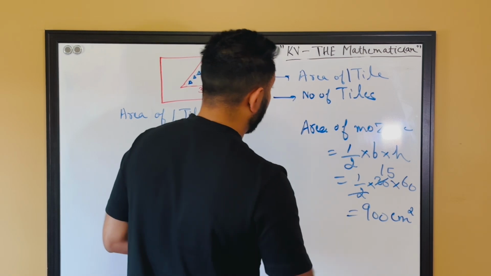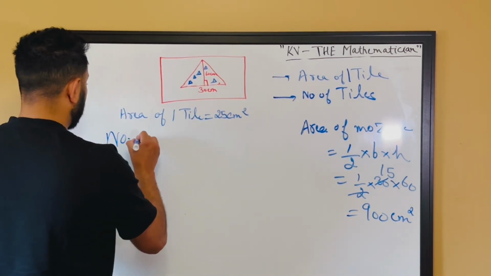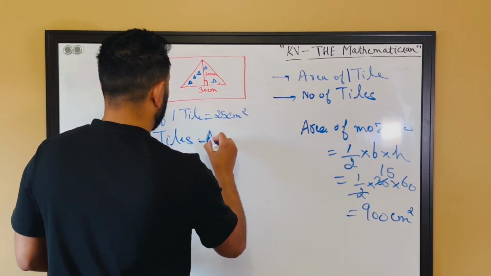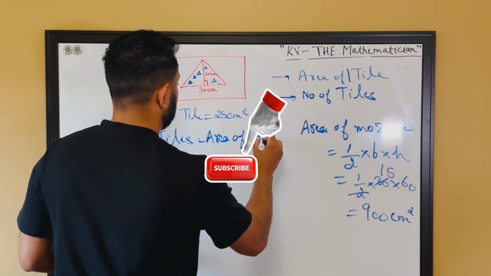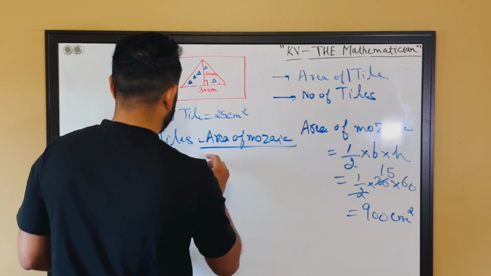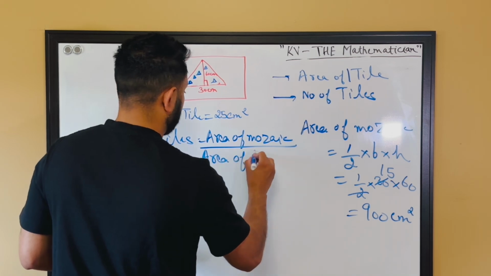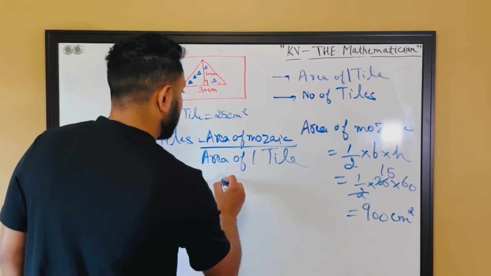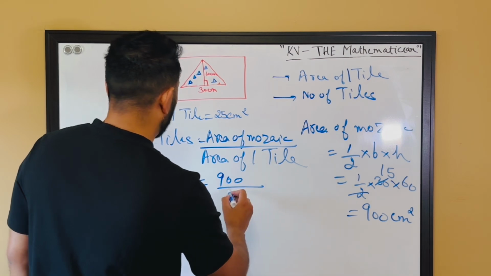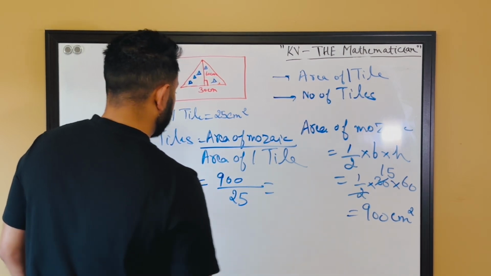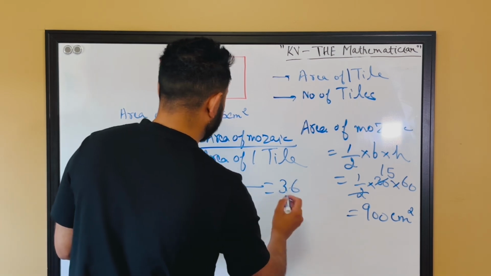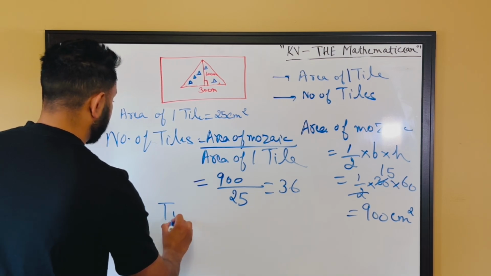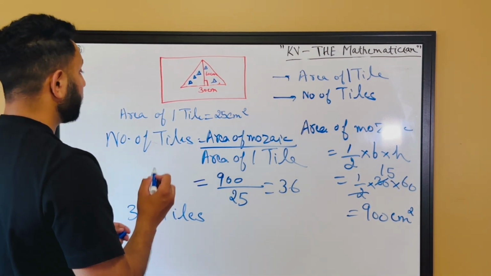But we need to find out the number of tiles. So the number of tiles will be area of mosaic over area of one tile. So the area of mosaic is 900 and the area of one tile is 25. So the answer comes out to be 36. So we need 36 tiles in order to create a triangular mosaic.